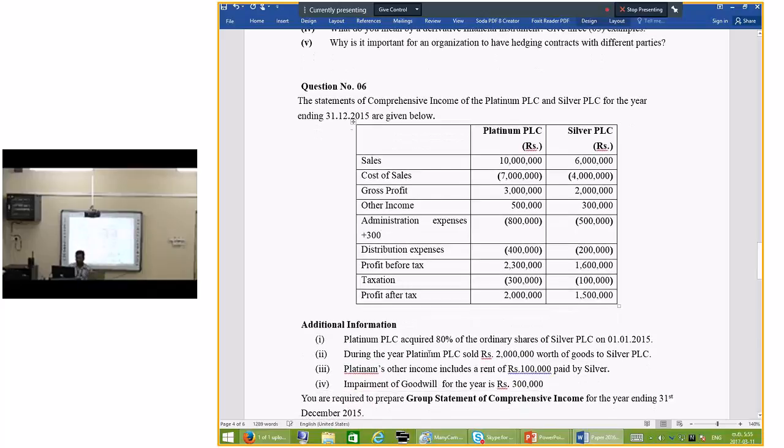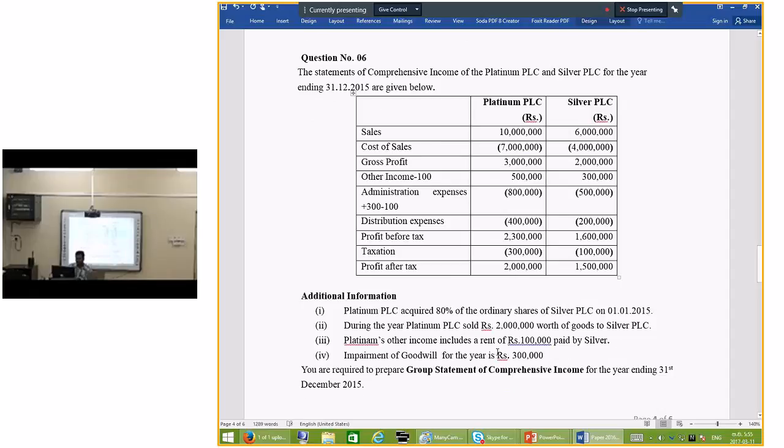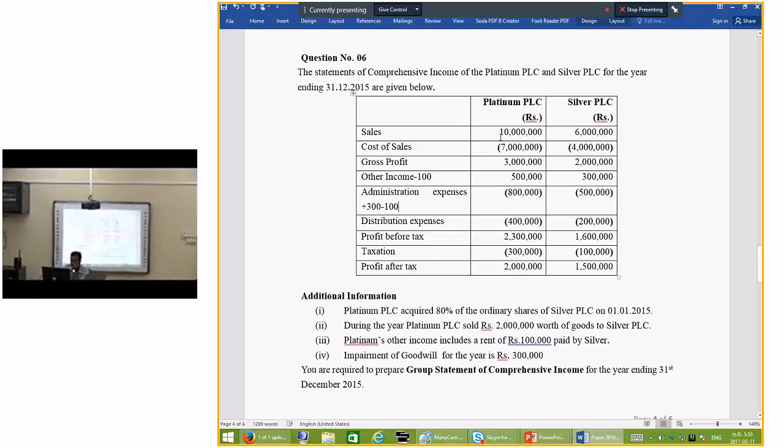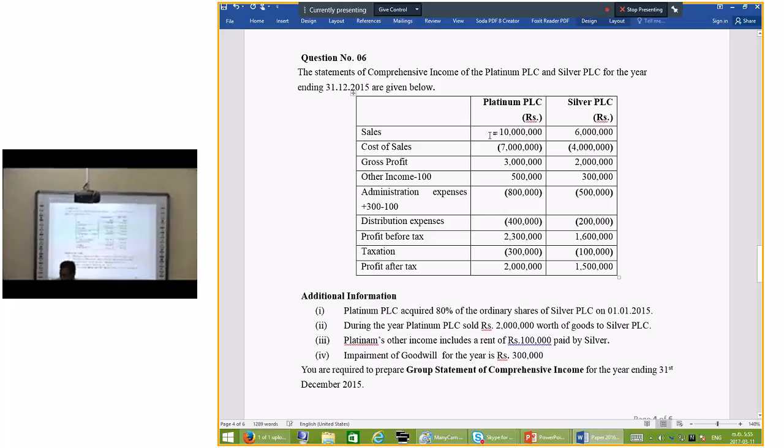I'll do all necessary adjustments. We need income and rent. Rent. What is that? Platinum. Silver, no? Then you have to deduct it from minus 100. Look, it doesn't take more than 5 minutes. During the year, they sold 200,000 worth of goods to silver. What is unrealized profit? No need, no. There is no unrealized profit. Let's assume. Then what we need to do?